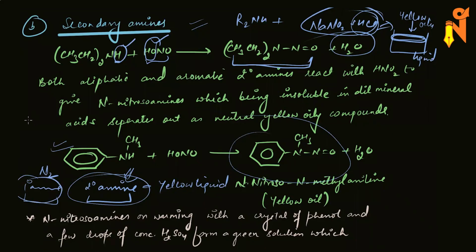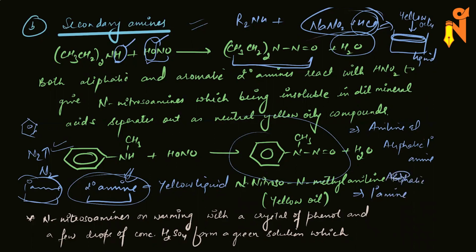Unlike your primary amine. In the case of primary amine, your aniline doesn't give you nitrogen gas, whereas your aliphatic amine, normal straight chain amines, give you nitrogen gas as a product. So this reaction can be used to differentiate between aniline and aliphatic primary amine. Another thing, it can be used to distinguish between a primary amine and a secondary amine.